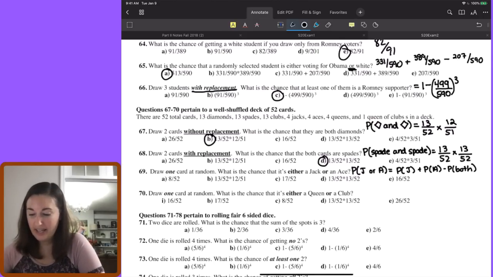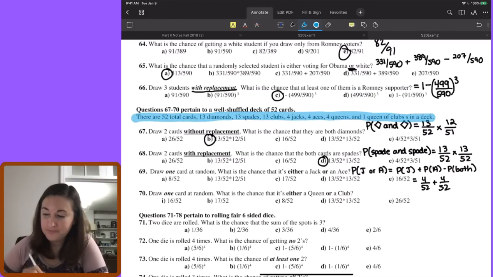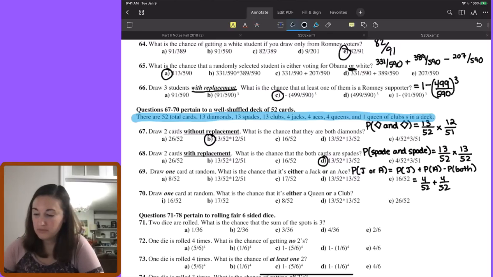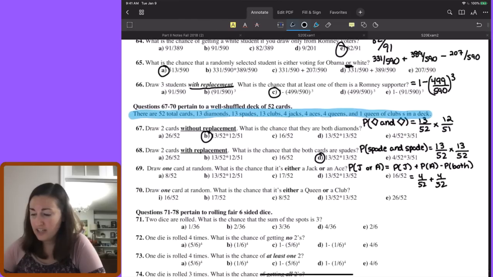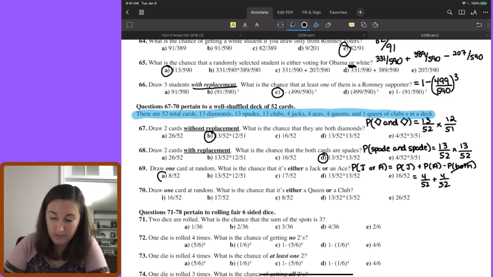So the chance that I get a jack, there are 4 jacks, right? Yeah, 4 out of 52. Plus the chance that I get an ace, there are 4 aces. And I'm getting this from the original question, which told me all the details that I need to know. And then minus the probability of both. So we need to know, are there any cards that are both jacks and aces? And the answer here is no. So my answer is just going to be 8 out of 52.